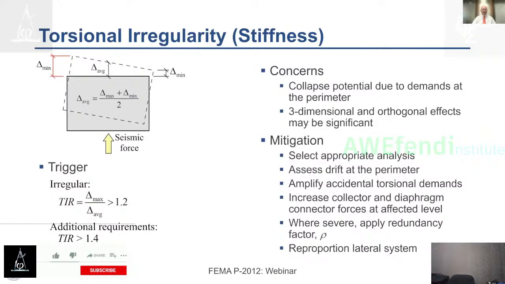So our first irregularity is a torsional stiffness irregularity. The method is unchanged in essence from what has been in previous editions of ASCE 7, that we apply a static force, we compute how much twist there is in the building. ASCE 7-22 defines a new term. So instead of carrying around delta max over delta average, we've defined that itself as a torsional irregularity ratio. And that TIR is compared to various triggers that provide for additional requirements, whether you're greater than 1.2 or 1.4 or 1.6, indicating that you're more and more irregular torsionally. The reason that we're concerned about torsional response here is that we could get collapse potential at the perimeter because there's so much twisting.